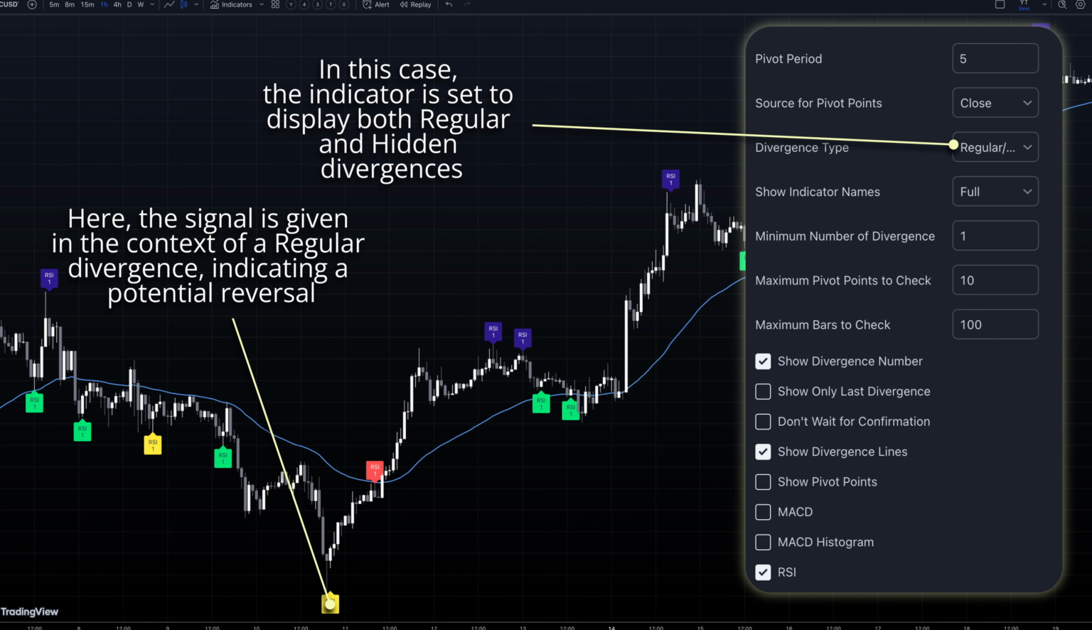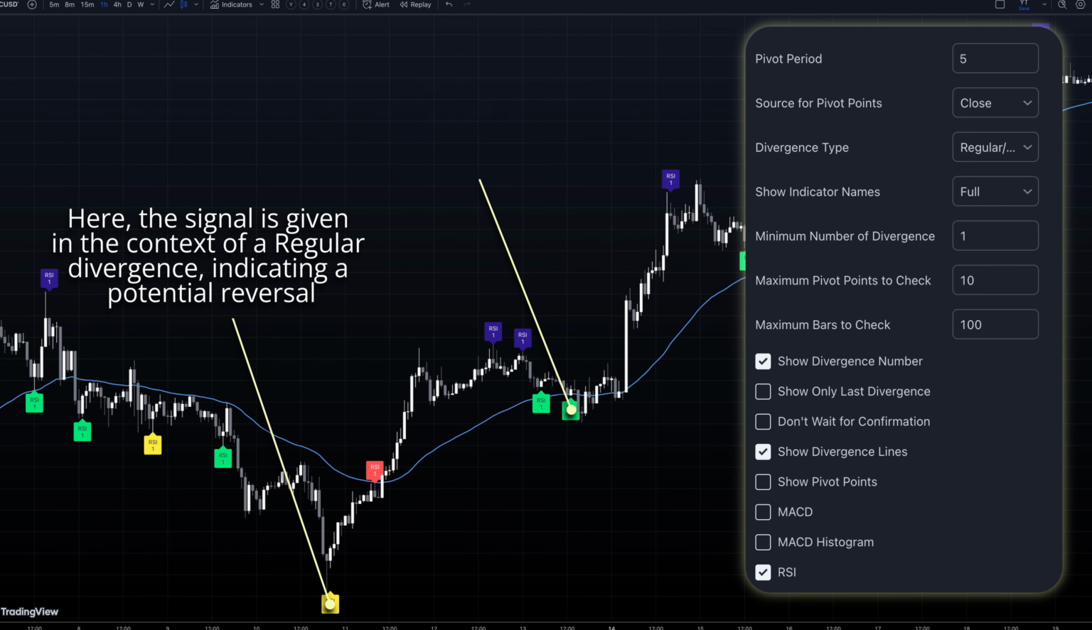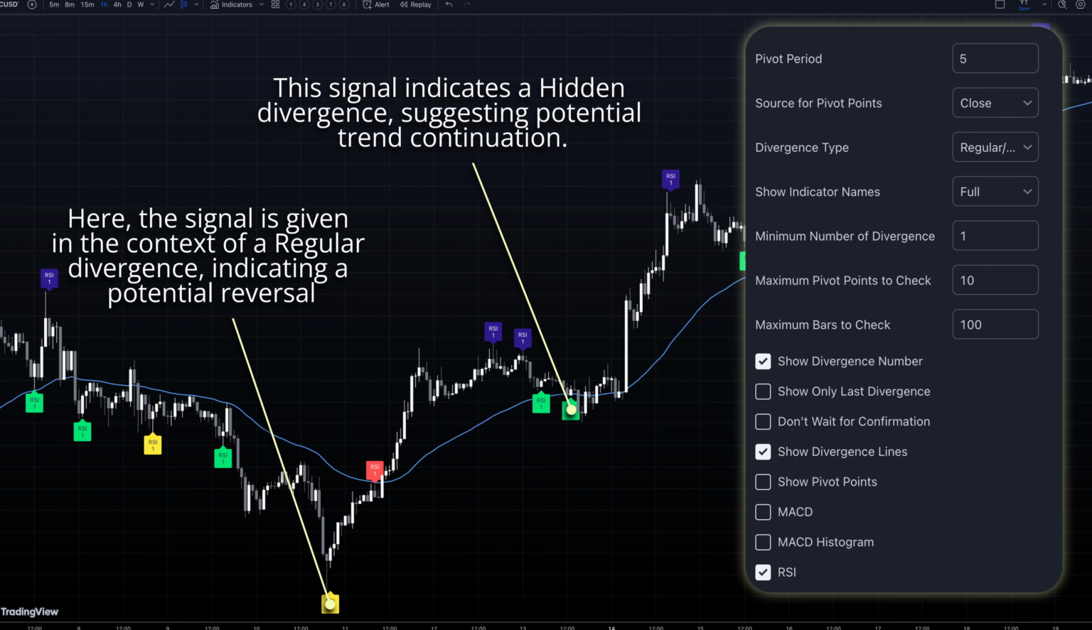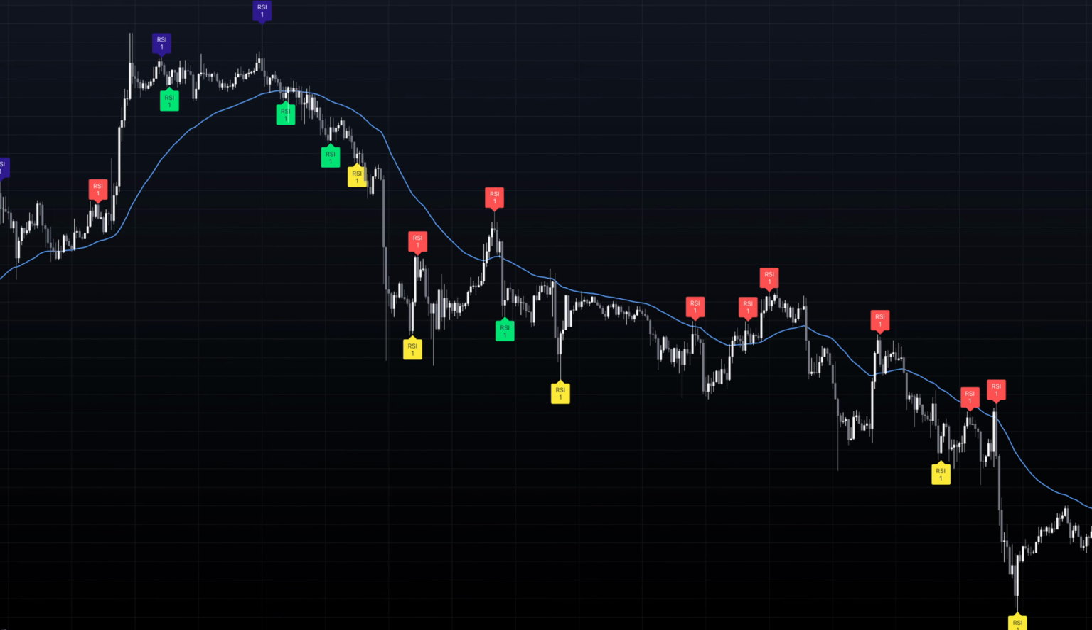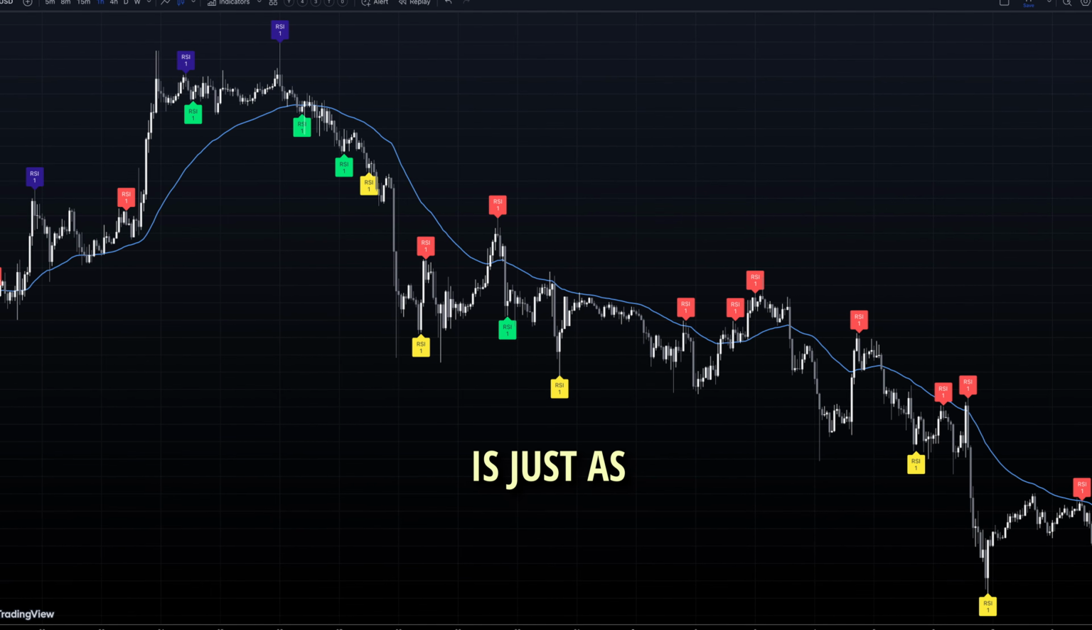The real strength of divergence trading comes when you use both types together. Regular divergence can help you spot when the market is reversing, while hidden divergence lets you trade pullbacks within the new trend. By combining these approaches, you can capture both the reversal and the trend continuation, giving you more opportunities to profit. Trading divergence isn't just about finding patterns. Managing your risk is just as important.